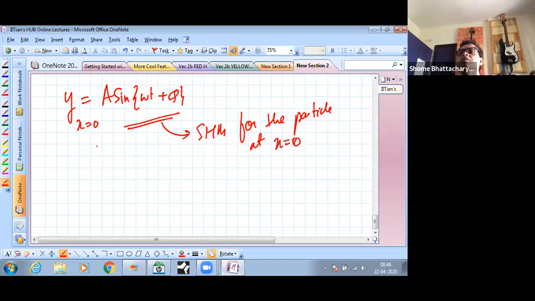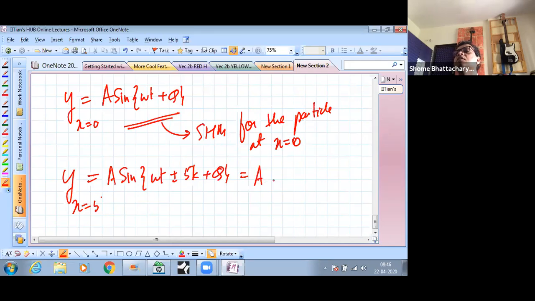Now similarly, if I write the equation for y at x equal to, let us say, 5. Okay. So it gives me a sine omega t plus or minus whatever 5k now. That x has become 5. So after all, this is also constant. So you can see that this is nothing but a sine omega t plus some new phase constant, phi prime, let's say.